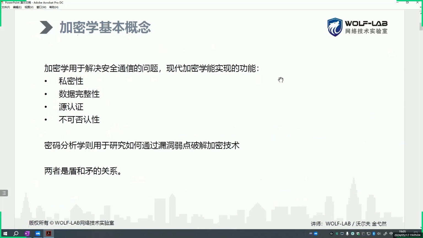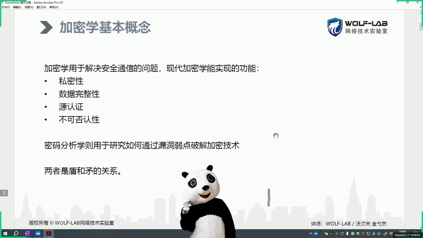Cryptography is also known to some as cryptology. But from the perspective of an attacker, how do they break encryption? That is, using technical means to analyze passwords, which is the reverse. Cryptanalysis is studying what kind of vulnerabilities and weaknesses can be used to break these encryption technologies. They are like the shield and the spear. You have cryptography, then I have cryptanalysis. You have cryptanalysis, of course, I can also update my encryption mechanisms. Technically speaking, they are in a spiraling rise.